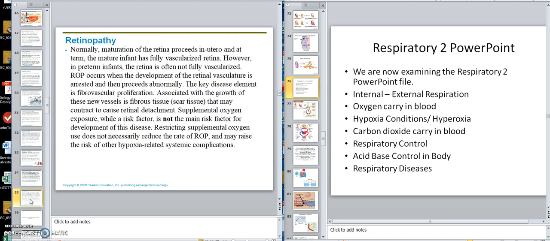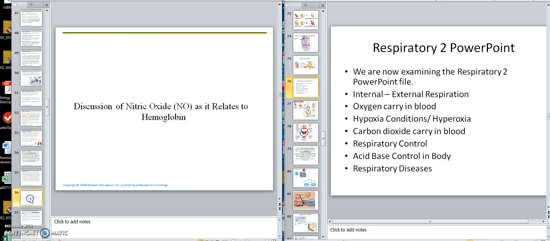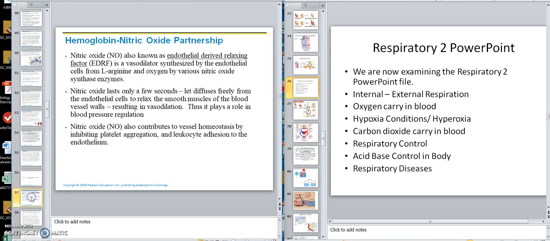And then the retinopathy. So where that brings us to now is nitric oxide. I'm not going to say much on that. Nitric oxide is called endothelial-derived relaxing factor. Hemoglobin carries it, and what nitric oxide can do is cause vasodilation of blood vessels. So let's look at it. NO is also known as endothelial-derived relaxing factor. It's a vasodilator synthesized by endothelial cells. Nitric oxide only lasts a short while, but what it can do is relax these.